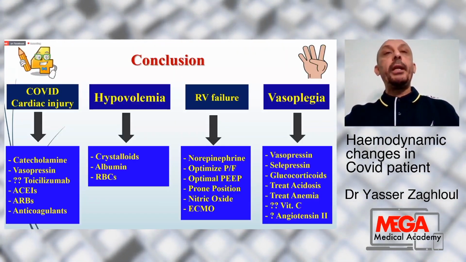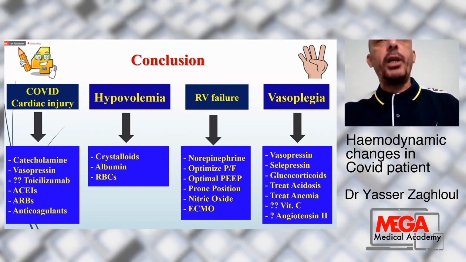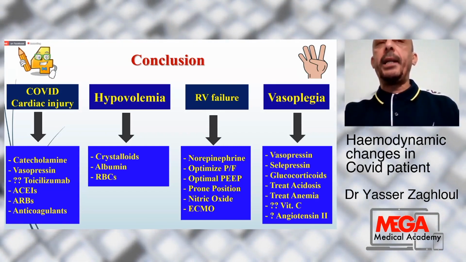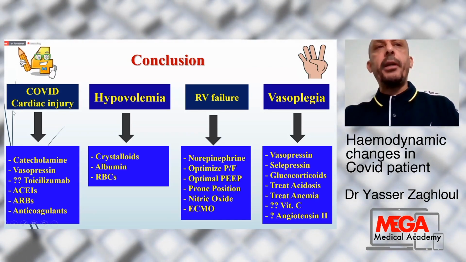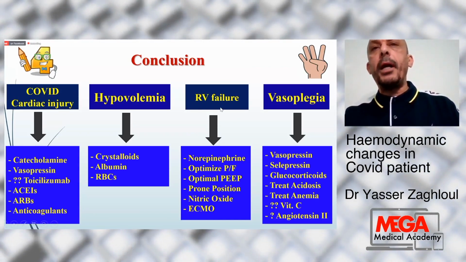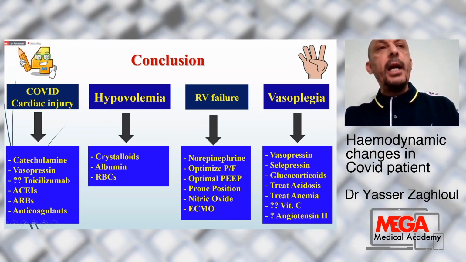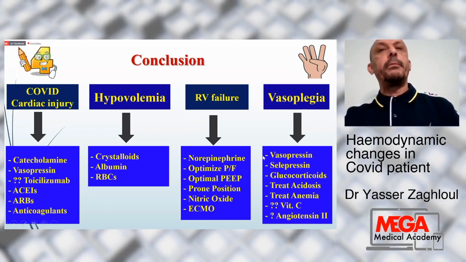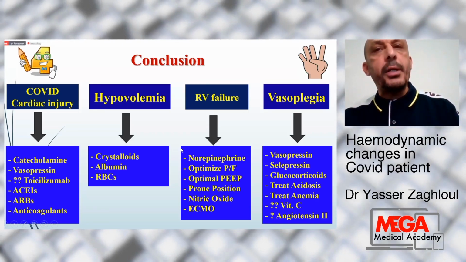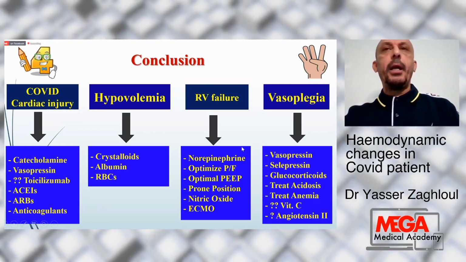So in conclusion, if you have a COVID critically ill patient with hemodynamic instability, we have these four causes: COVID cardiac injury, hypovolemia, right ventricle problems, and vasoplegia. And for each one you have the specific management. And again, you have to focus on the right ventricle.